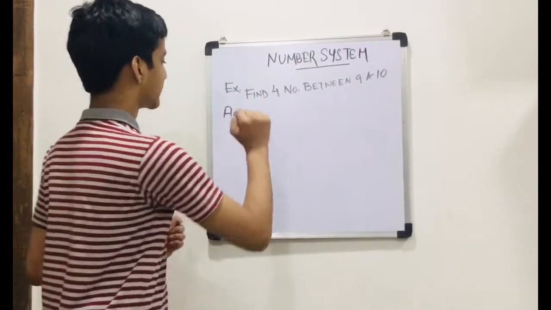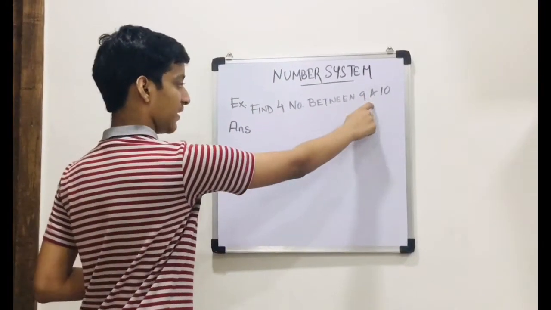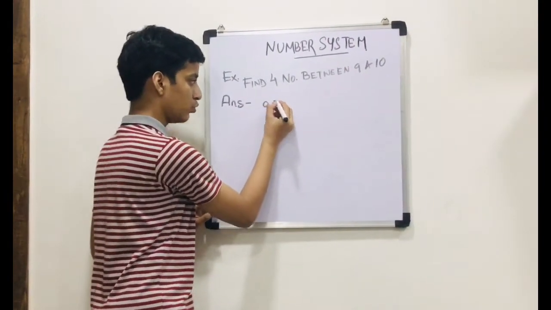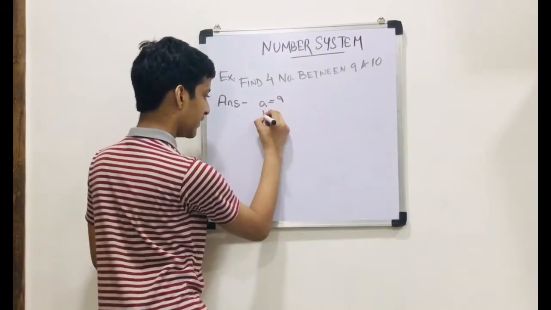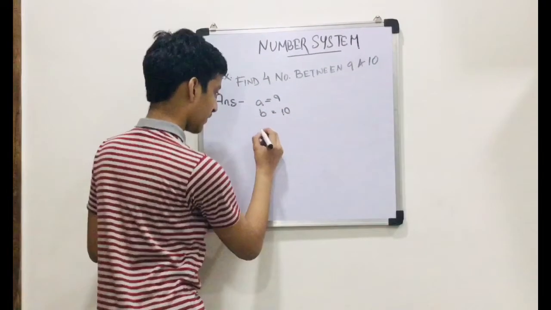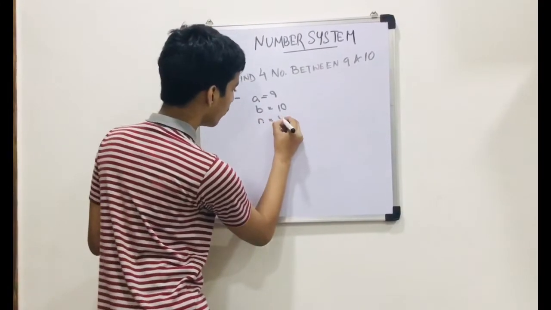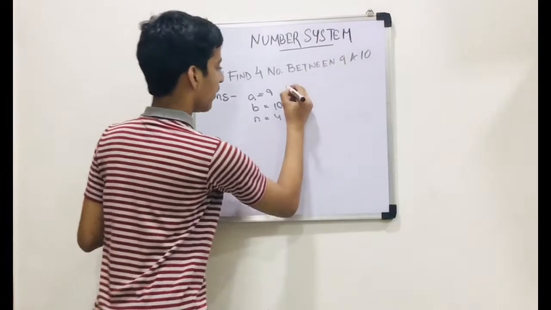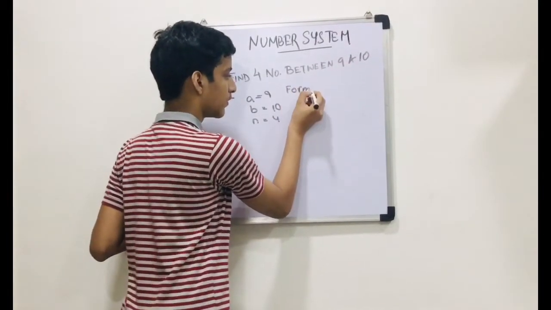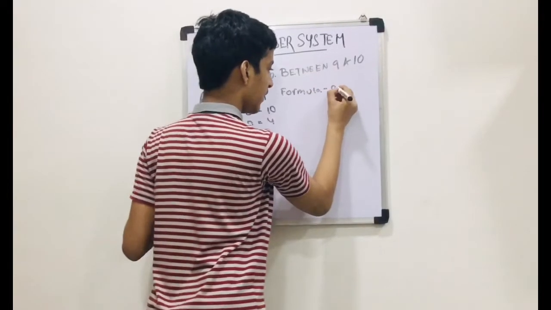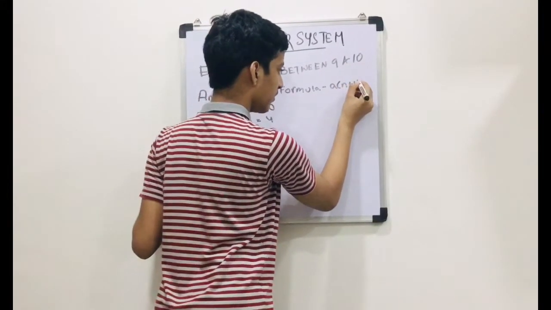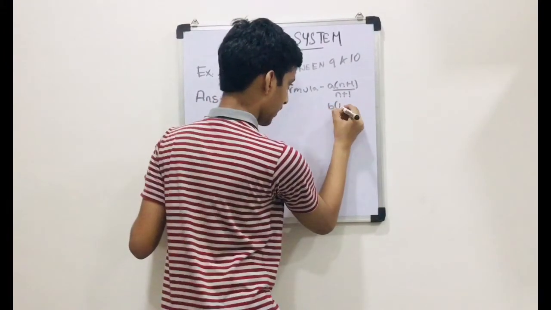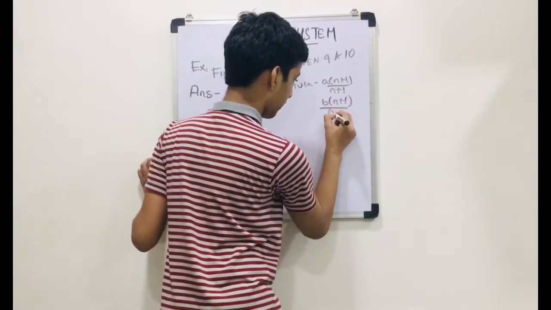So first question is, find four numbers between 9 and 10. So here a equals to 9 and b equals to 10 and n equals to 4, because the number we have to find is 4. So the formula is a(n+1)/(n+1) and b(n+1)/(n+1).